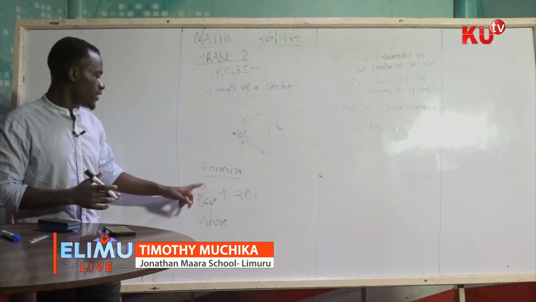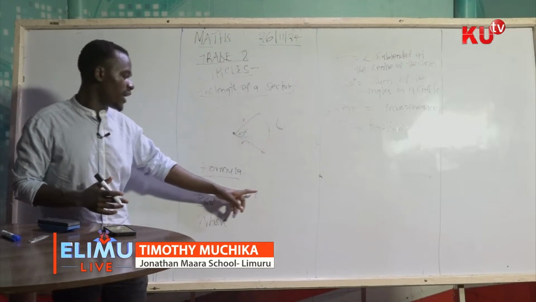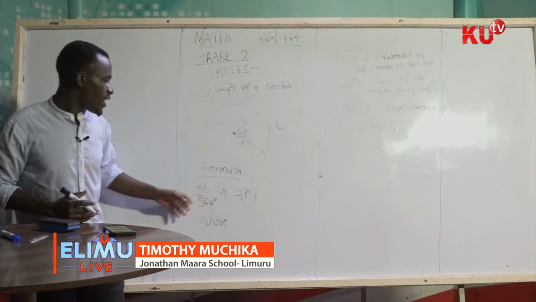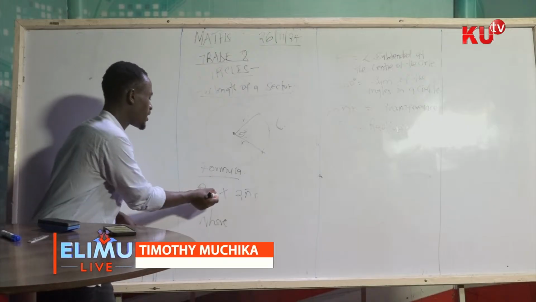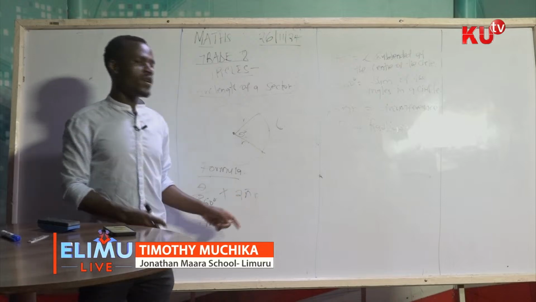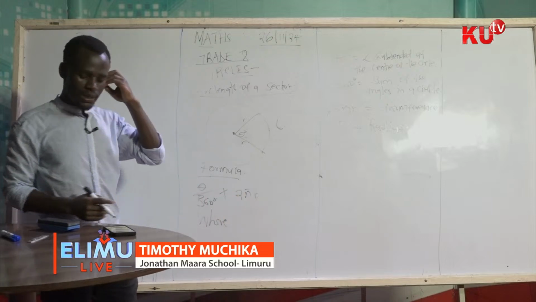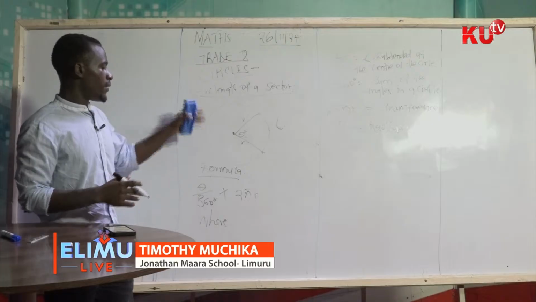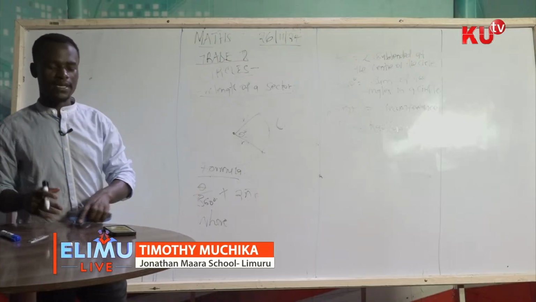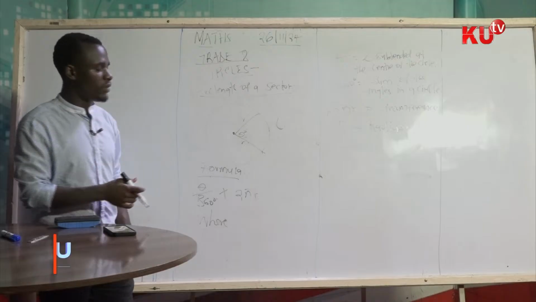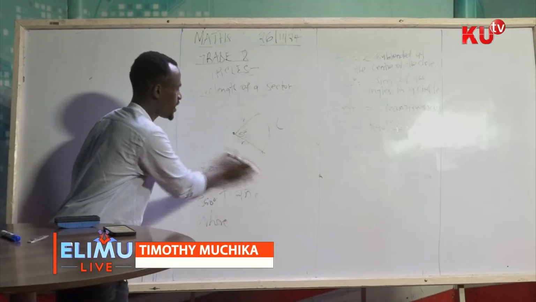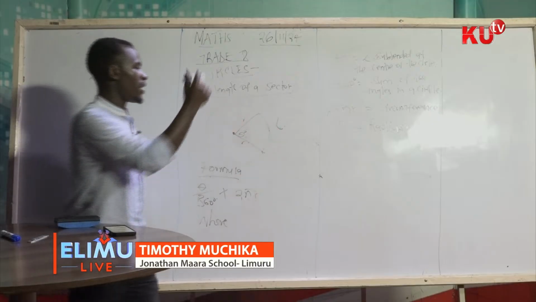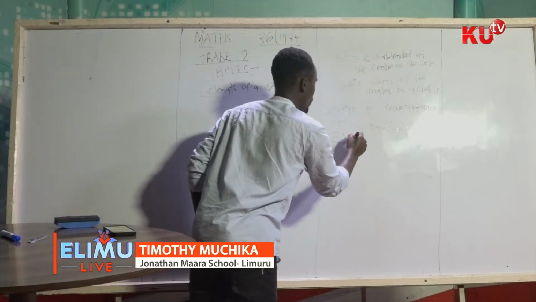You simply take theta over 360, you multiply by 2 pi r. And I have said that 2 pi r stands for the circumference. So you're simply finding just a portion of the circumference of the circle. So class, this can be shown well by several examples. We are going to do a couple of examples just to demonstrate how you can find an arc length given an angle and the radius. So let's go straight to examples.